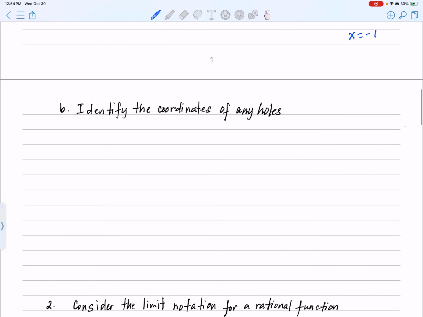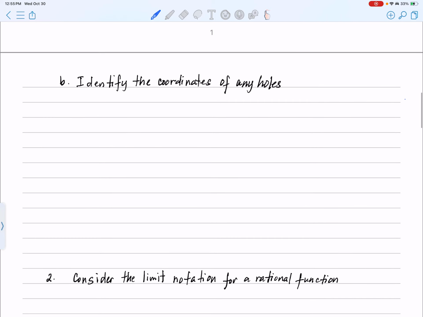Identify the coordinates of any holes. That means this time we are going to look for the y value. There is no graph, so it's not that easy. So one hole is located at x equals 1.